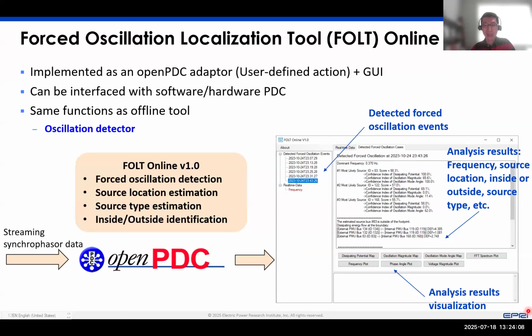As you can see on the right side, there's a GUI of the tool. This is a tree view to display the detected forced oscillation events, including historical events. If you click each of the events, it will show the advanced analysis result, including the dominant oscillation frequency, source location, inside or outside identification, source type, plus the estimated dissipating energy flow on the interface line. And we can also visualize the source location on the GUI.